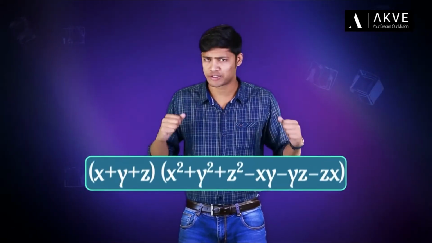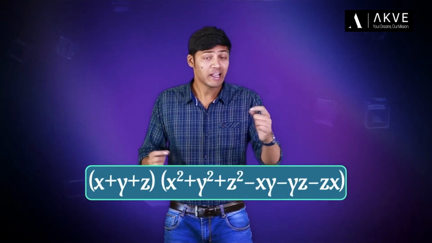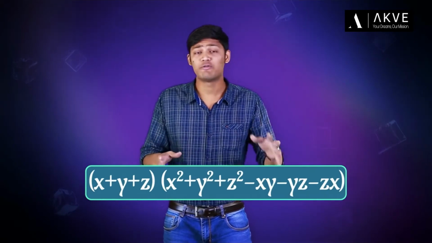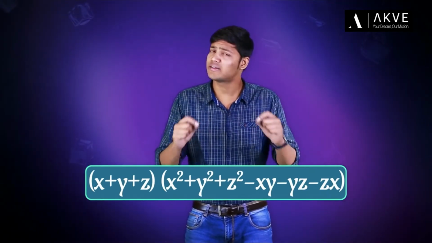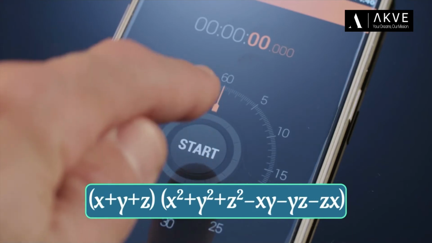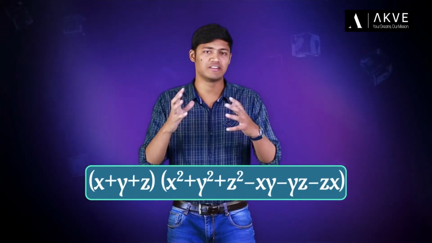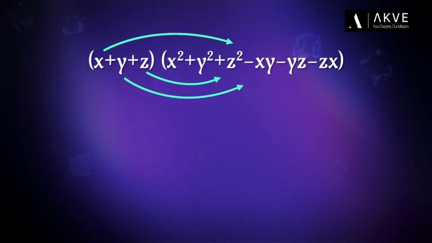Consider this expression. I know this is a very lengthy expression, but trust me, in the simplified version, it will be very small. In fact, it will have only 4 terms. Take some time and try to simplify this expression. Are you done? Let's see what this expression results in. The first step is multiplying by using the distributive property.